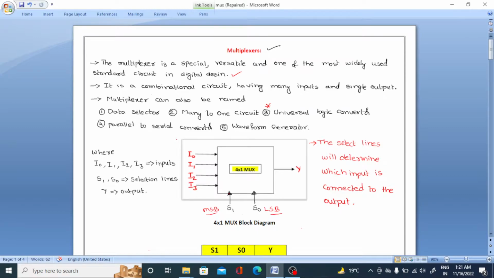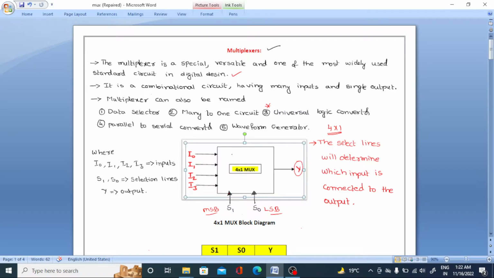Now let us see. It is a data selector, a many to one data selector. Simply remember that a multiplexer has only a single output. This is fixed. Only one output is there. Here I0, I1, I2 and I3, four inputs, are considered, because it is a 4 by 1 multiplexer. Now we are going to discuss the 4 by 1 multiplexer as an example.